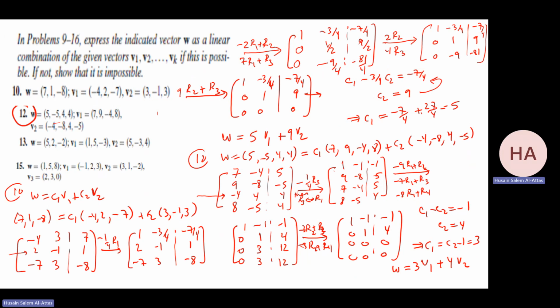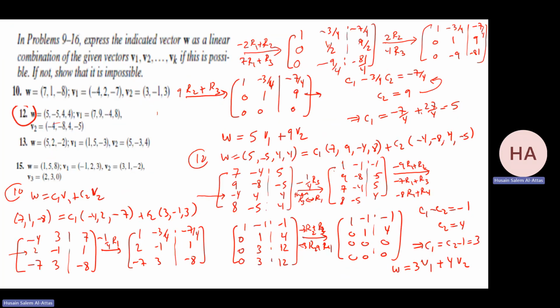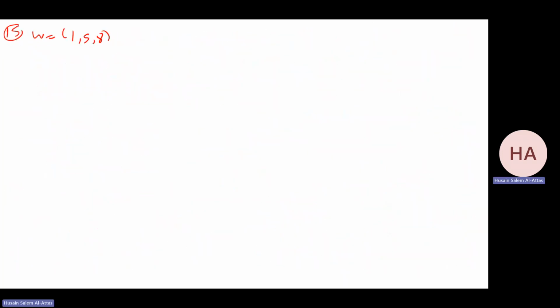Now we'll move to the last one. I hope it will be easy. No fractions. Let's see what will happen. 15. Yeah. I think I make a space. W is 1, 5, 8. Good. V1 is minus 1, 2, 3.